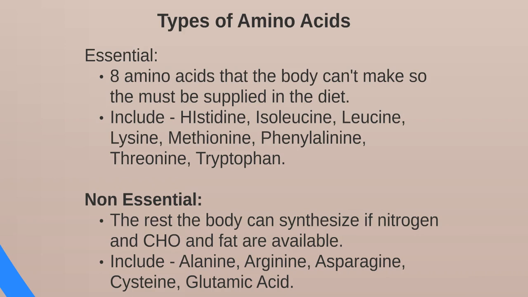The non-essential amino acids can be made by the body as long as there's carbs, fat and nitrogen available to the body. You're not going to have to know the individual names of these. You can see them listed, but there's no test or assessment based around your knowledge of the different amino acids at this level.